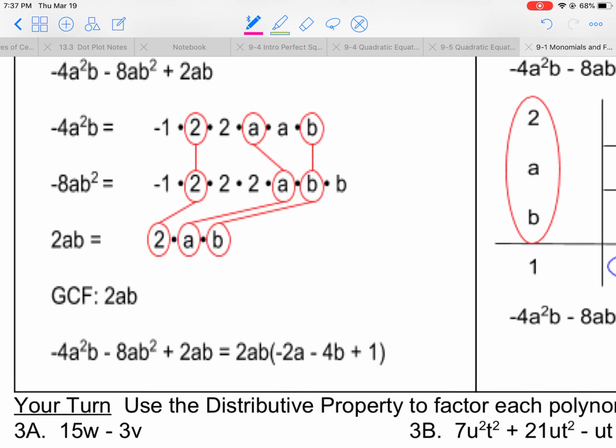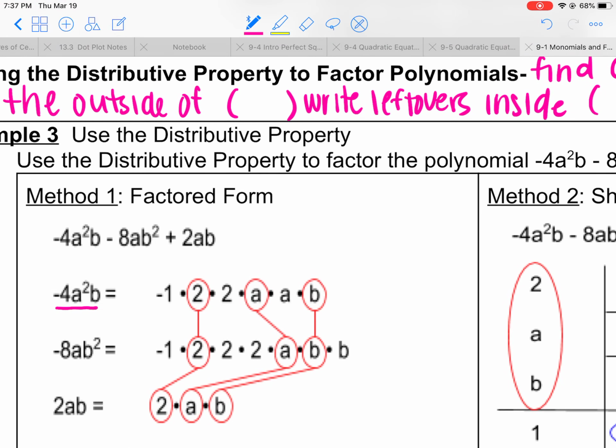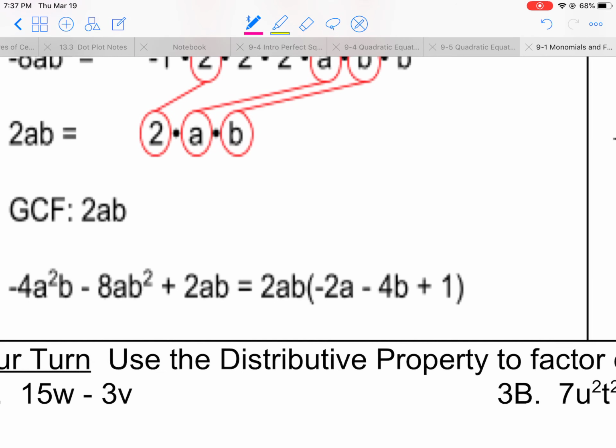So my factored form, I've taken negative 4a squared times b and written out the prime factorization. I have done that for all three monomials, and then I start circling what they have in common. So here, they all have a 2, they all have 1a, and they all have 1b. So my GCF is 2ab. So for the distributive property to factor your polynomials, I'm going to write the GCF on the outside, and then I'm going to write what is left over.